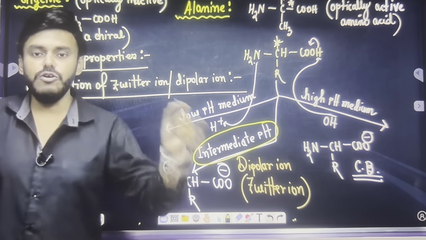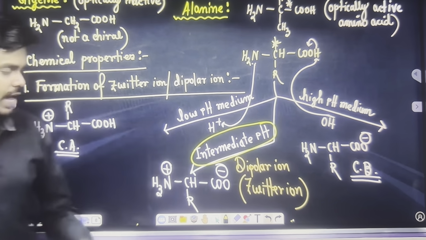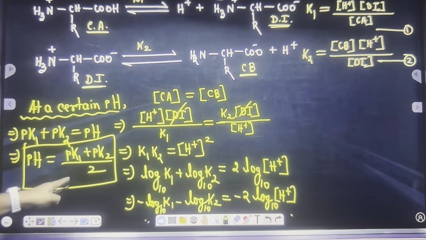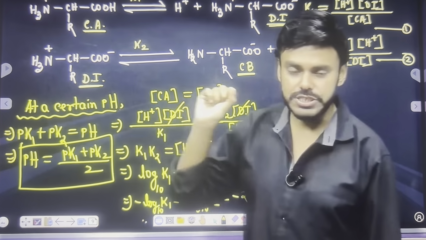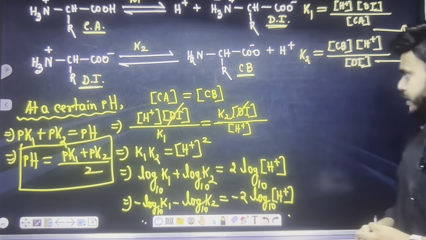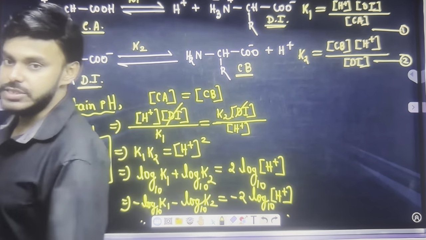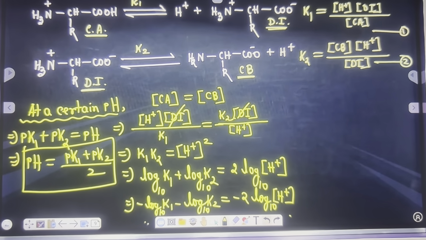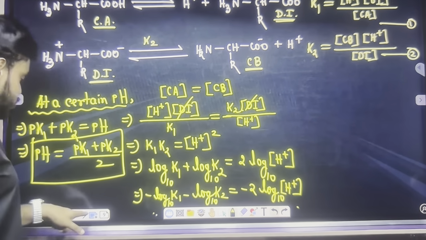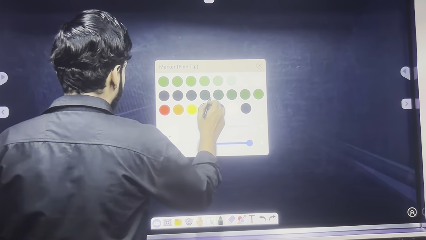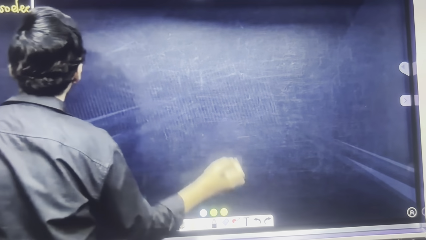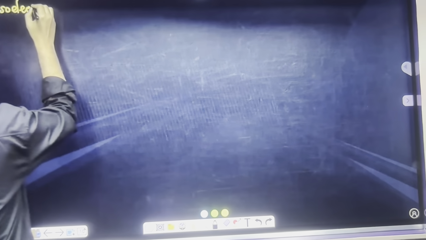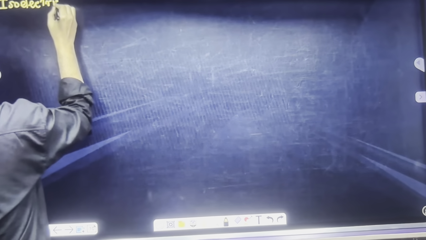So this ion can move neither to the cathode nor to the anode at this pH, and this pH is called the isoelectric point of the amino acid solution. This pH is called the isoelectric point of this amino acid solution, and the value of the isoelectric point pH is pK1 plus pK2 by 2. So let's write the definition of the isoelectric point, guys.